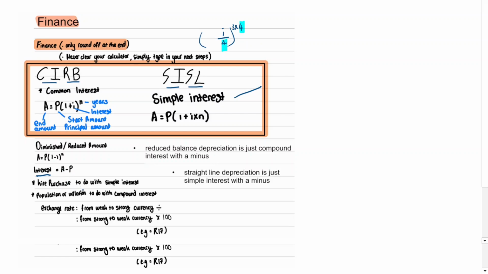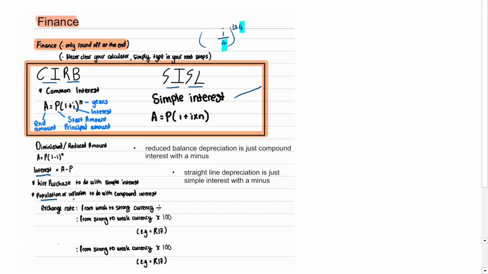Hire purchase is typically to do with simple interest. So you maybe ask for a microwave on a hire purchase agreement, which means that you're often going to pay a little bit of a deposit. You'll get the microwave, but then you have to pay them back. And so they typically calculate that on simple interest.